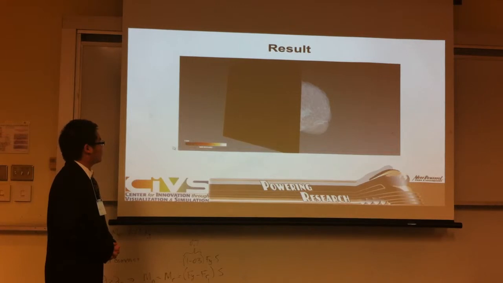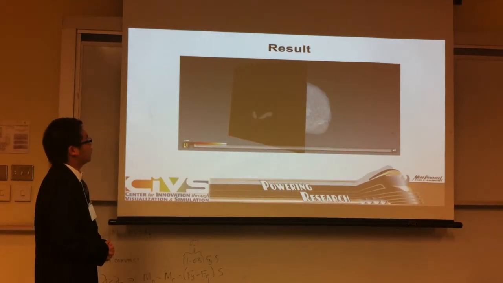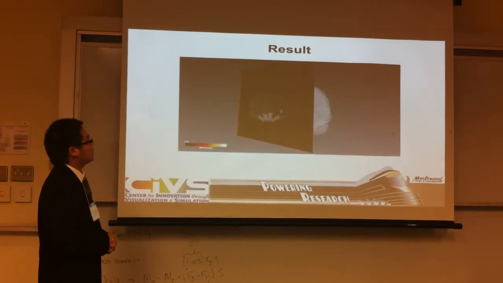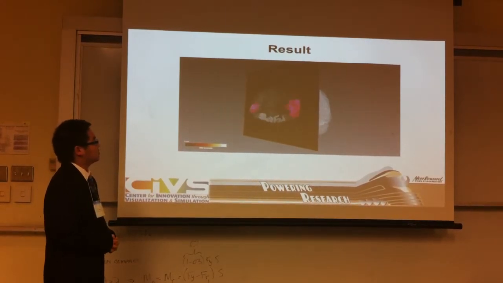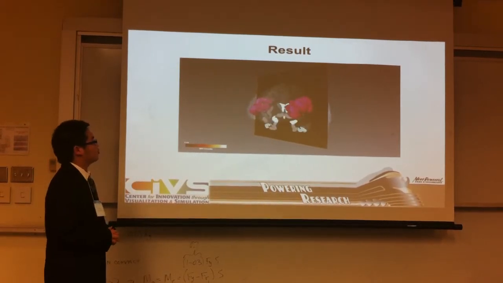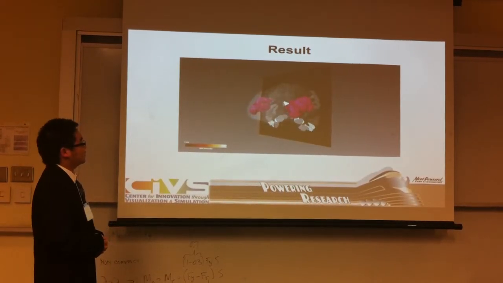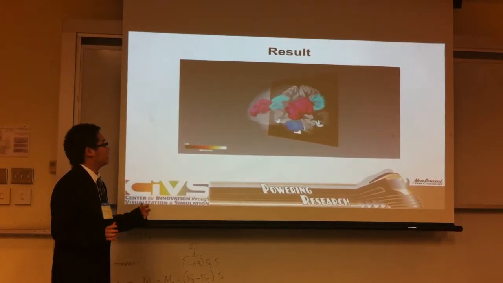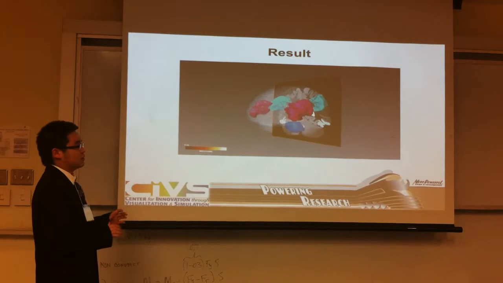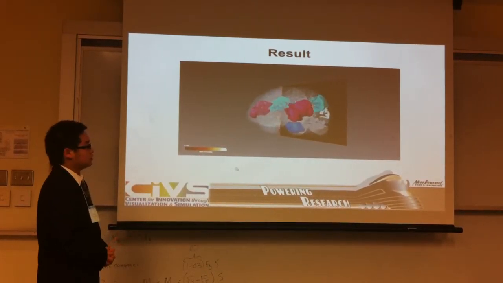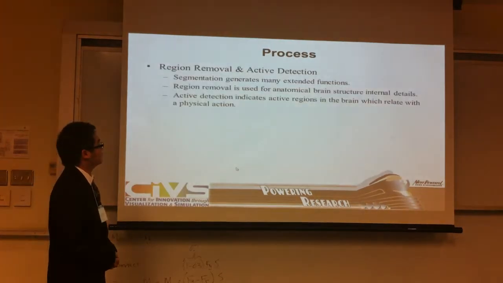This video is the process and results of segmentation. As you can see, we are scanning the MRI images and highlight three parts of the brain in red, green, and blue, respectively. We just use the grid level algorithm to select them out.